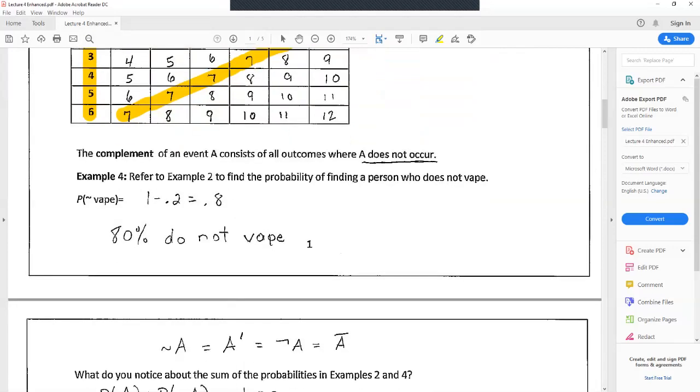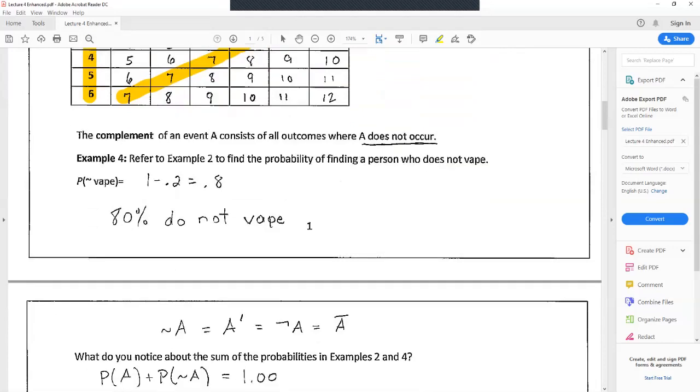The complement of an event consists of all outcomes where A does not happen. For example, in example 2, we found that the probability of finding a person who does not vape is 20%. So the probability that a person does not vape would be 100% minus the 20%, which is 80%. So if 20% of the population vapes, then 80% of the population does not vape.